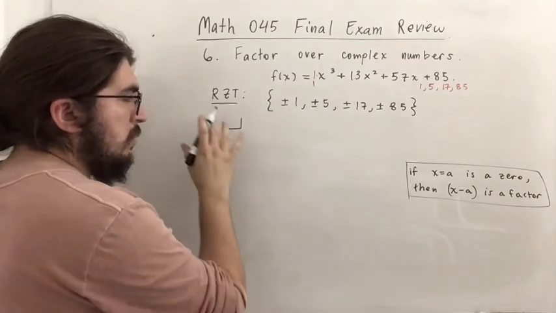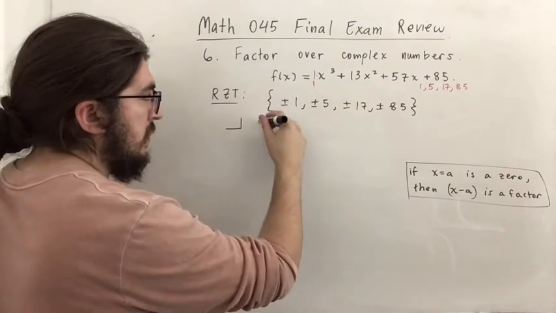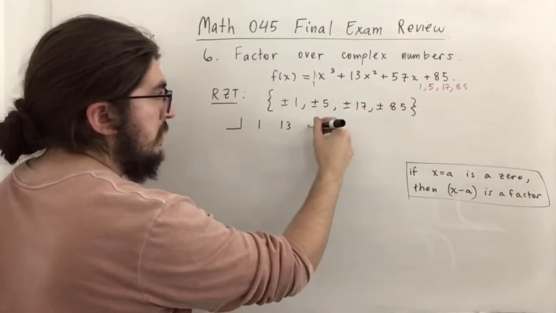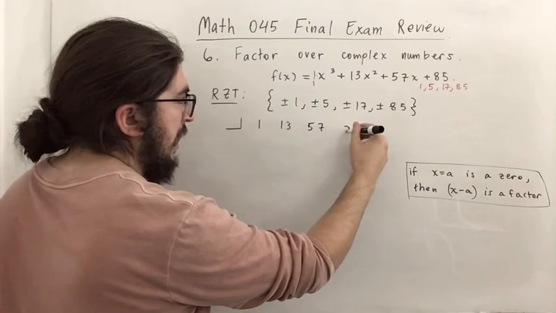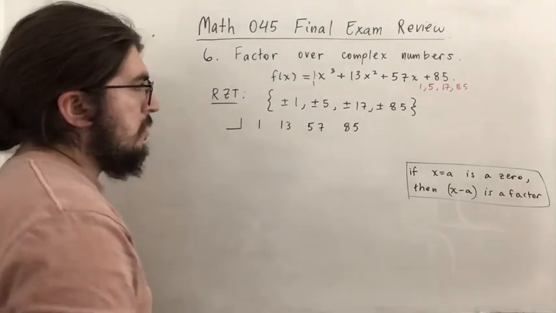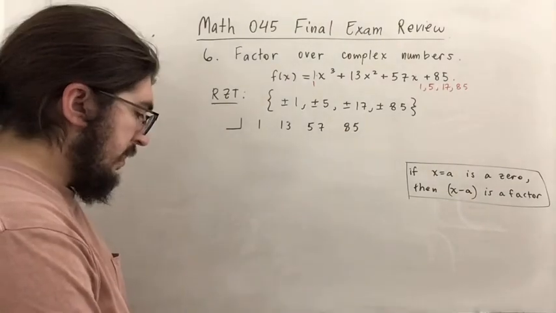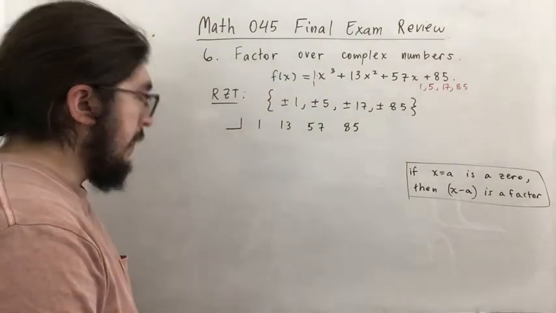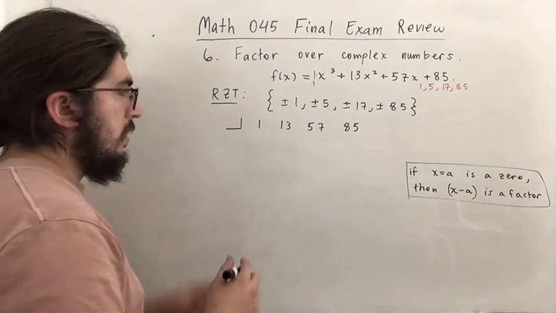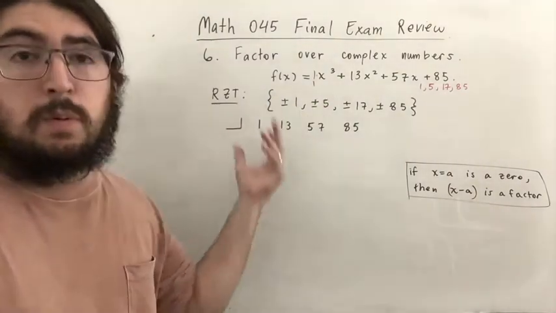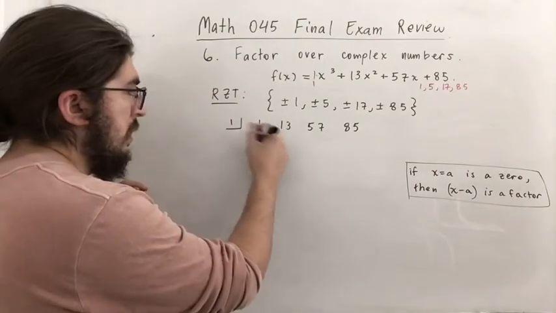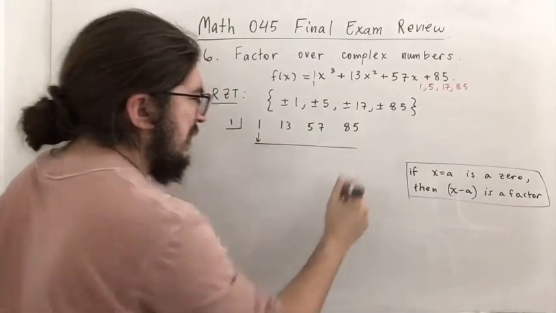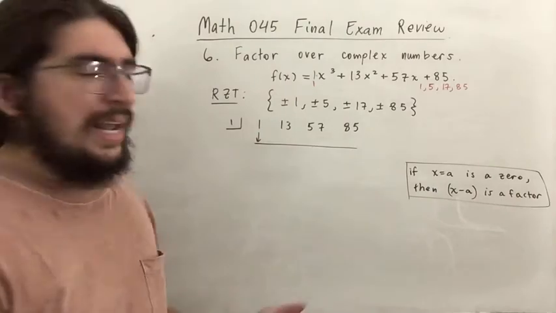So for synthetic division, we need a box number and the coefficients of our function. So the coefficients are 1, 13, 57, and 85. Let me just double check to make sure I'm not missing any signs and everything is indeed positive. Okay, that's fine. So now the box number here will be the number we're testing. So I'm going to test positive 1. Now I don't think that's going to work because everything's positive, so we're not going to get any negatives involved.